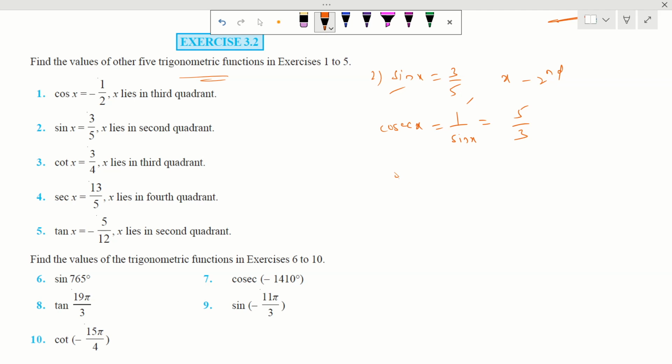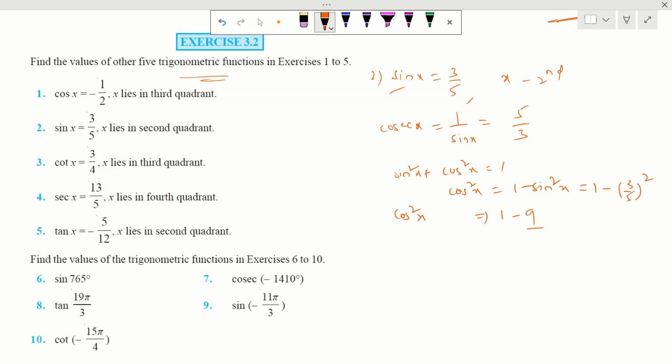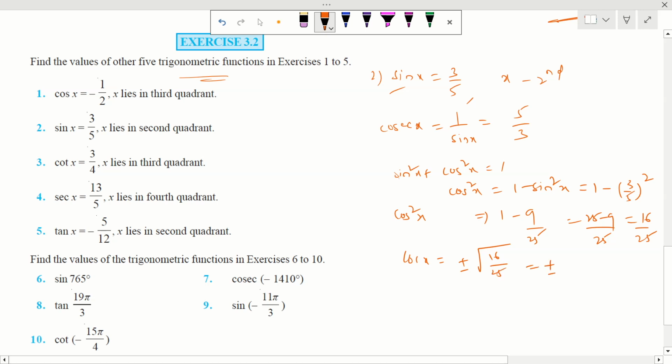Now we have to recall sin square x plus cos square x is equal to 1. The cos x value we don't know, therefore I will write cos square x is equal to 1 minus sin square x. So 1 minus (3 by 5) the whole square, so cos square x is equal to 1 minus 9 by 25. 25 minus 9 divided by 25 is 16 by 25. Then cos x is plus or minus root of 16 by 25. We know root 16 is 4 and root 25 is 5, so it is plus or minus 4 by 5.